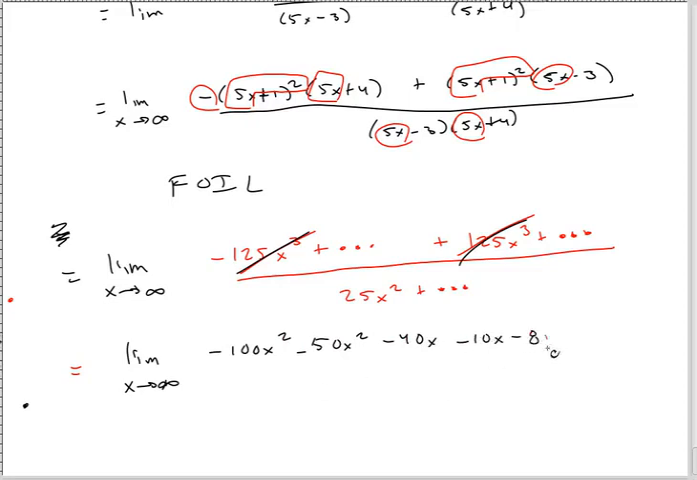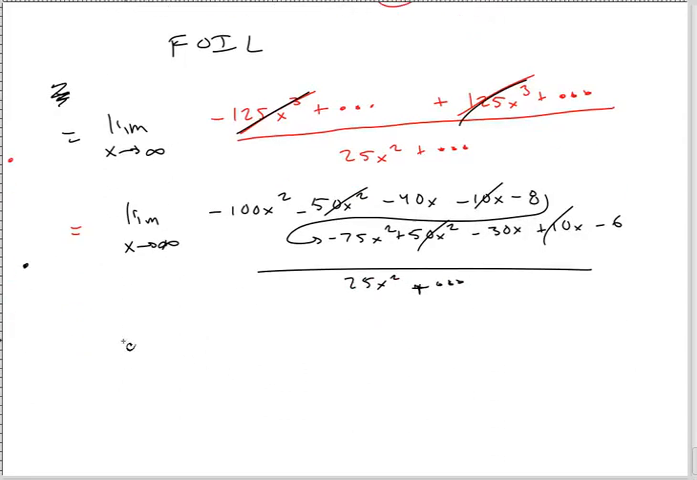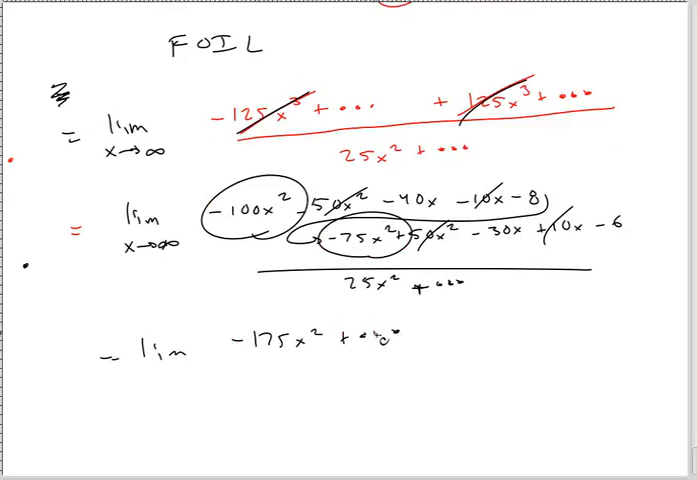And then I have to keep going. So just like a new line here. I have my negative 75x squared. A positive 50x squared minus 30x plus 10x. And then minus the 6. These guys cancel, these guys cancel. And then on the bottom, I still got the 25x squared plus blah, blah, blah that I don't really care about that much. I'll show you what I mean. So if you combine your squares here, I got a negative 175x squared with a lot of other stuff. And then in the bottom, I got a 25x squared plus a lot of other stuff.